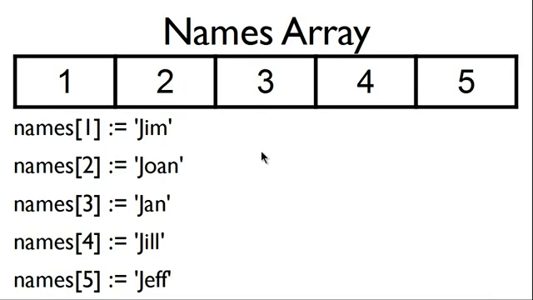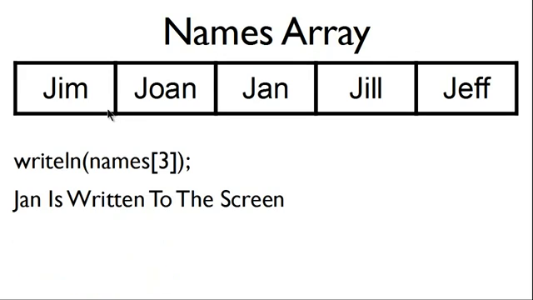Each part of the array is given a number. For example, with our names array, 1 through 5. We can load information into the array. So the first element will be named Jim, followed by Joan, followed by Jan, Jill, and Jeff. So this array should now look like this. If we wanted to write the third element of the names array to the screen, we can do that by writeln names 3, so the computer will go to get Jan, and Jan will be written to the screen.